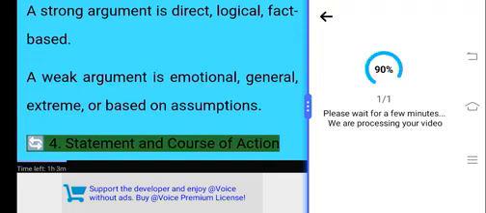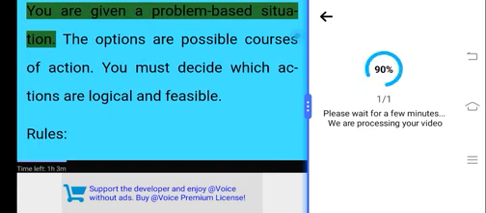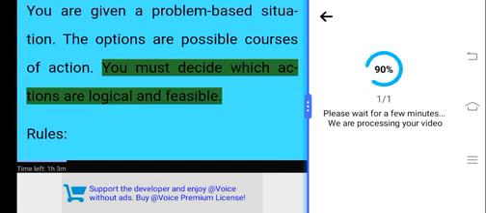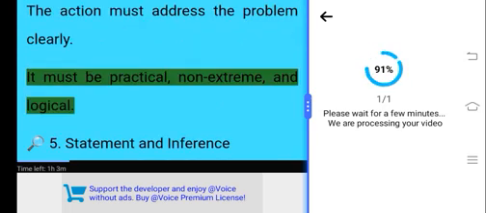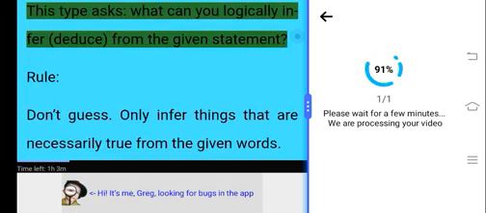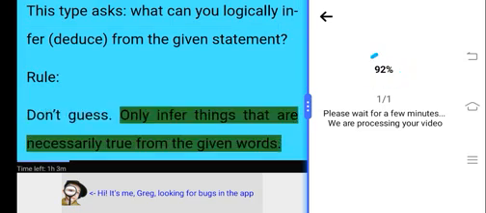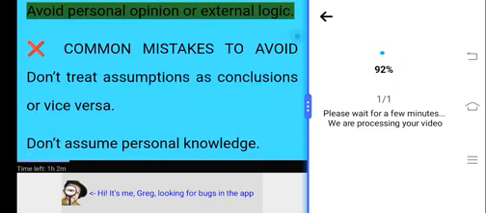4. Statement and course of action. You are given a problem-based situation. The options are possible courses of action. You must decide which actions are logical and feasible. Rules: the action must address the problem clearly. It must be practical, non-extreme, and logical. 5. Statement and inference. This type asks, what can you logically infer or deduce from a given statement? Rule: don't guess. Only infer things that are necessarily true from the given words. Avoid personal opinion or external logic.